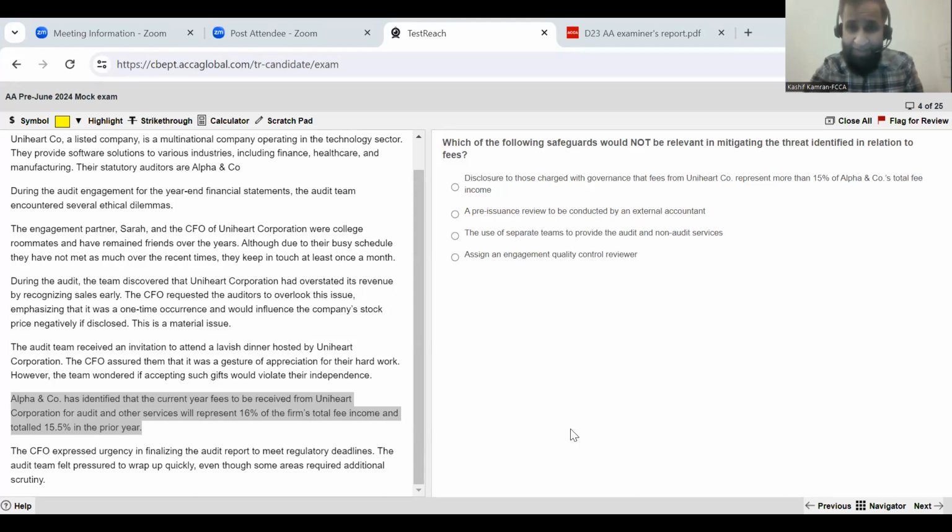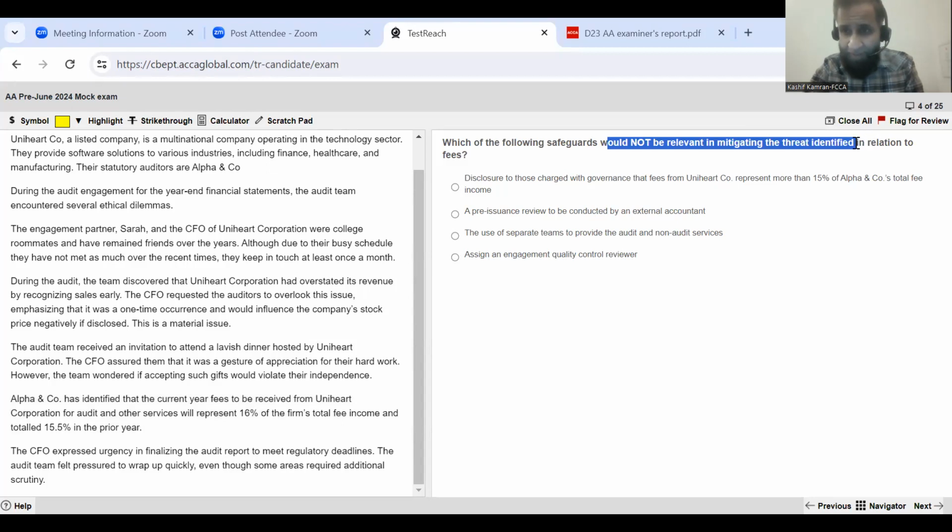Now, the examiner is asking you, which of the following would not be a relevant safeguard in mitigating the identified threat? Now tell me which of the following is not the right safeguard. Some of them will be right. Try to find the odd man. Which is the odd man in this list? A, B, C, D.